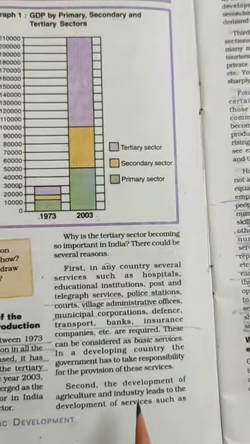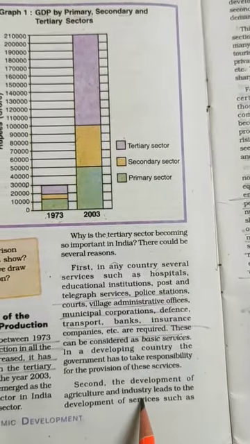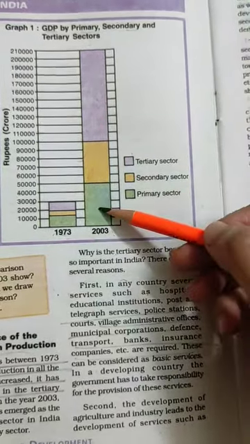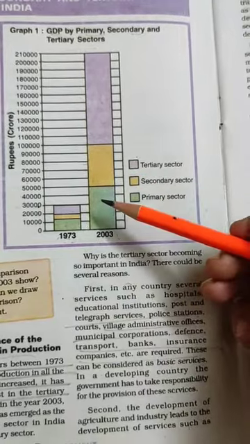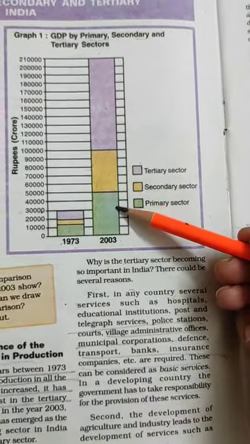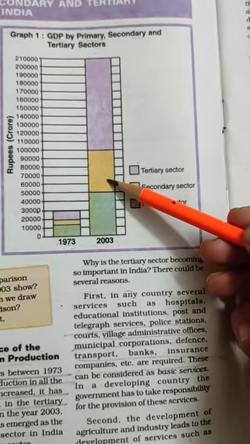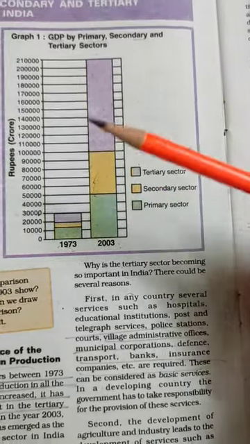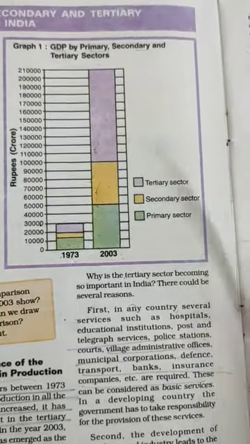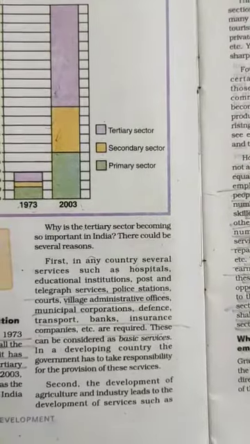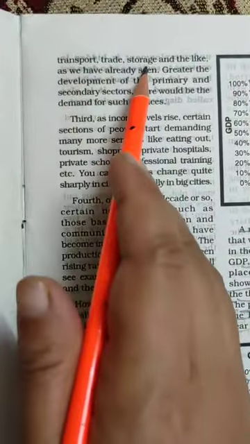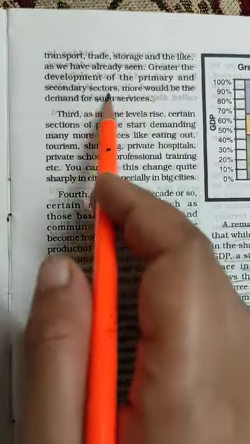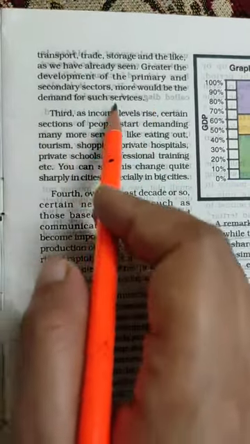The second reason is that the development of agriculture and industry led to the development of services. More production in the primary and secondary sector means more demand for transportation and more demand for banking facilities. So the development of the primary and secondary sectors leads to an increase in the tertiary sector. Services such as transport, trade, storage and the like, as we have already seen. The greater the development of the primary and secondary sectors, the more would be the demand for such services.